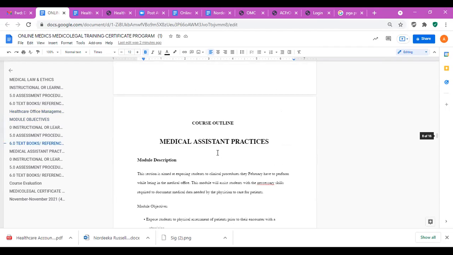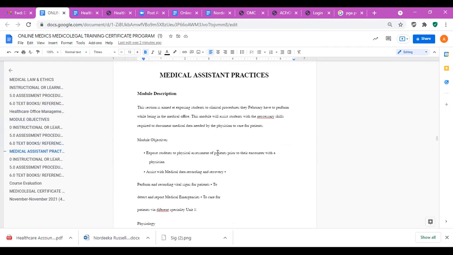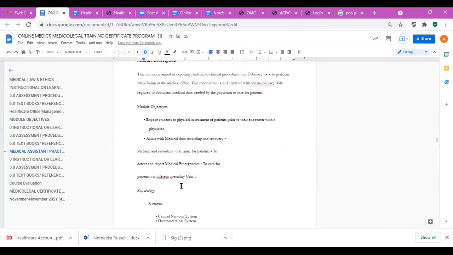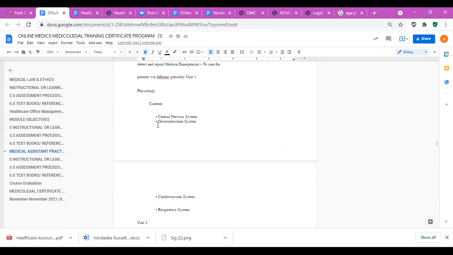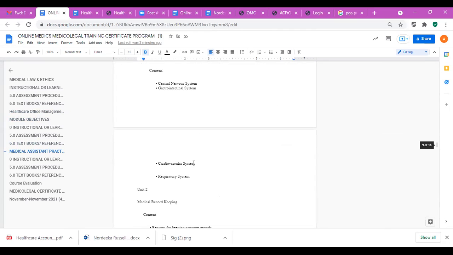And the next aspect now is medical assistant practice, which is long because there's a lot of stuff that we have to go through. We're going to go through physiology, right? So the different systems: central nervous system, gastrointestinal system, cardiovascular system, respiratory system. And the aim is to ensure that you get thorough knowledge of each of the body systems, so that when somebody comes in with a particular condition, you're able to identify and activate a certain skill that we might show you for each.